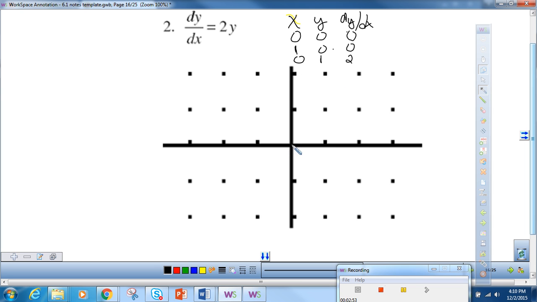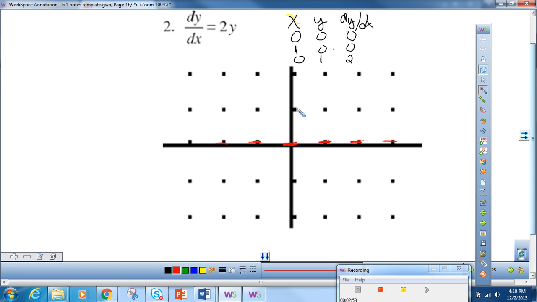So when x is 0 and y is 0, I get 0 slope here. So I have a 0 slope here as long as y is 0 on all of these. So all of these will have a 0 slope. Okay, here y is 1, so my slope is going to be 2. And you'll see that my slope is 2 for all of these.